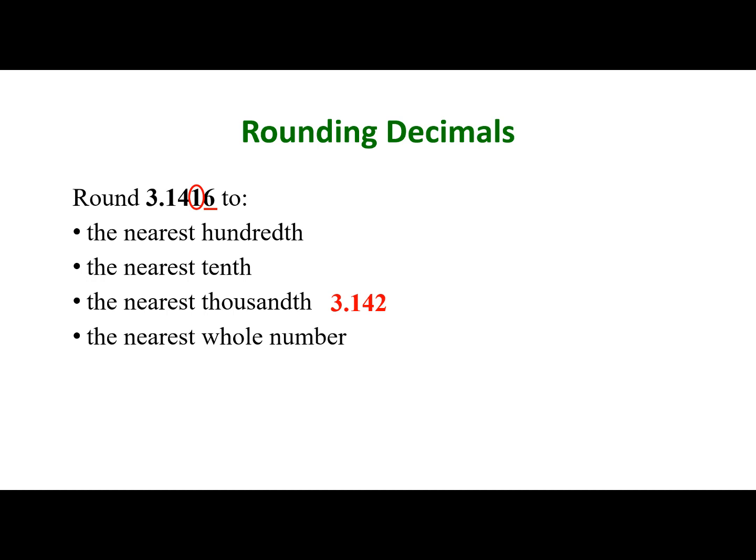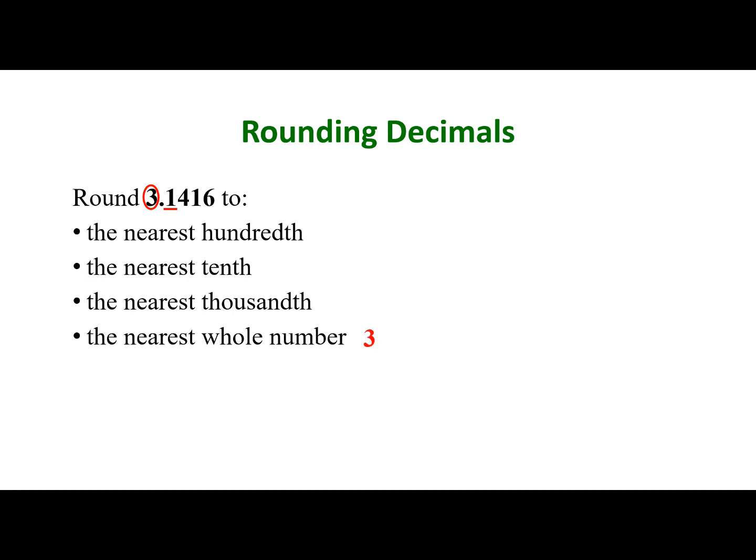To the nearest whole number, that's the ones place, that would be 3. So we look to the value right of 3, that's a 1, so this rounds down. So 3.1416 rounds to the nearest whole number, that would just be 3.